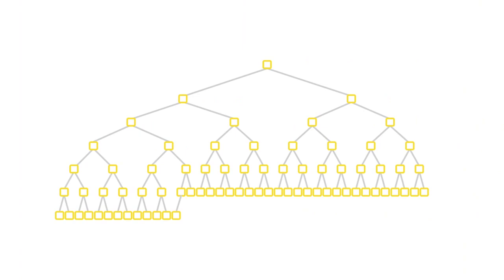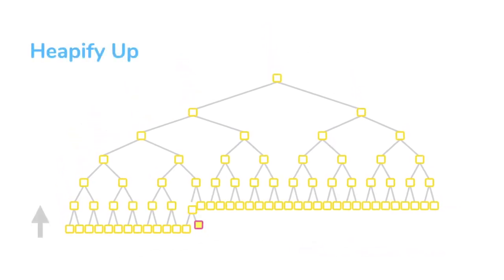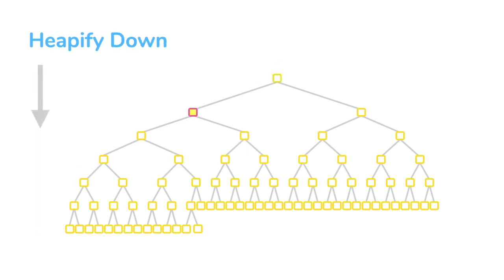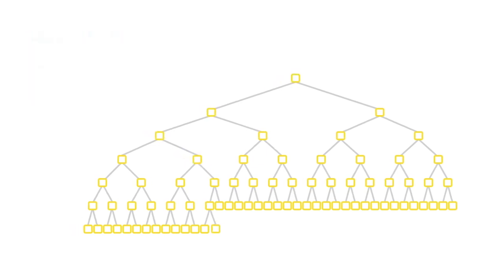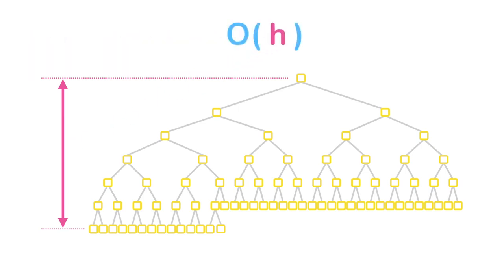The time complexity of extracting and inserting a node in the heap would depend on the heapifying process. Simply adding an element at the end of the array or taking out a key from the first index of the array would not be the dominant part of the time complexity. So we'll just ignore that part. However, the number of operations needed to heapify up or down would depend on how high the tree is. So that's going to be the one that affects the time complexity.